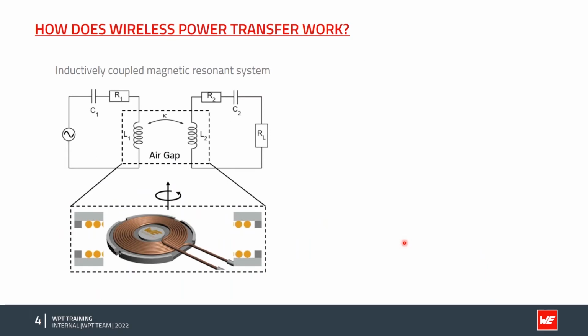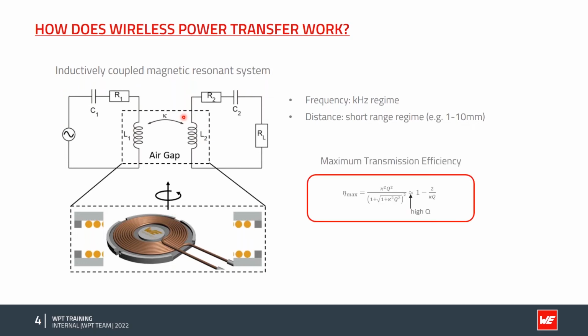Let's have a look at the magnetic resonance system. As I mentioned before, we have a primary inductance and a secondary inductance, which are connected through the coupling factor k. We are in the kilohertz regime. As I already mentioned, we have short distances, and we can easily calculate the maximum transmission efficiency, which for high Q is only 1 minus 2 over k times Q, which is also called the figure of merit.